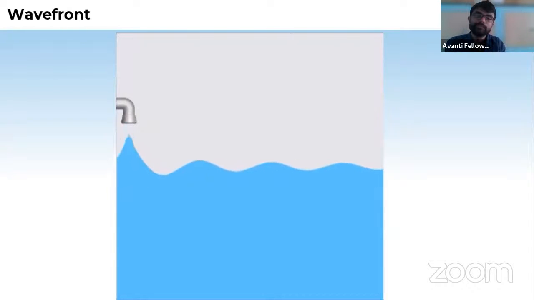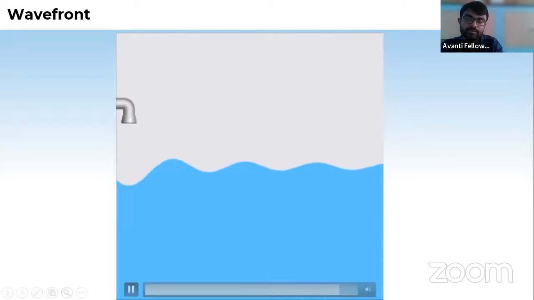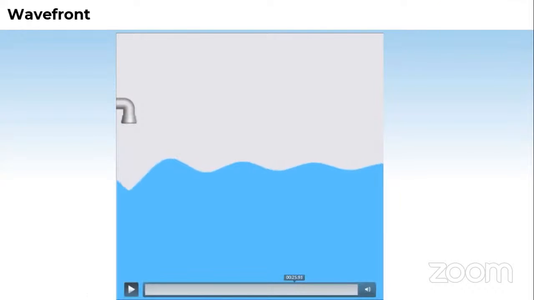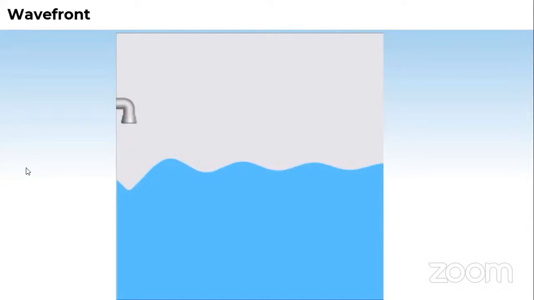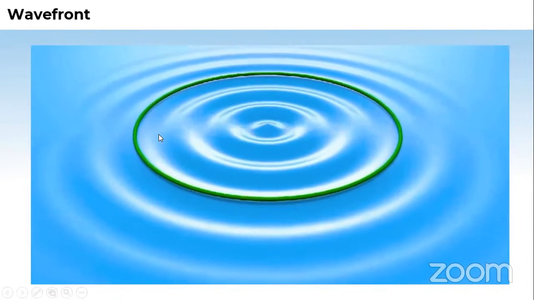And this is the side view of the same picture. Waves are produced on this. This is the side view. See this. So what is a wavefront?